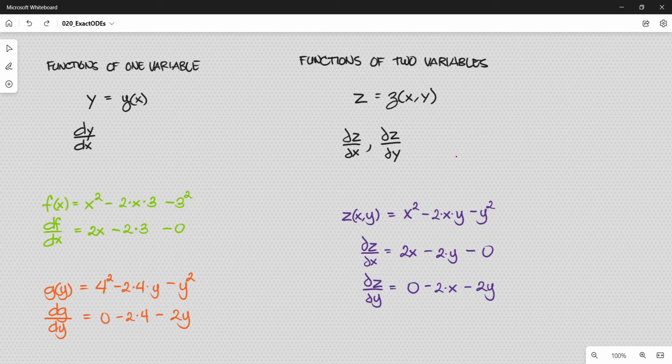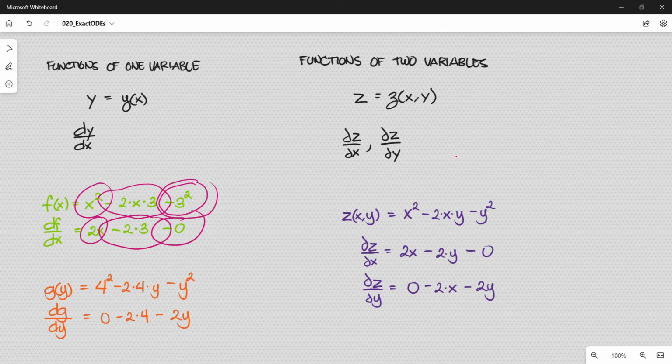Okay, so examples tayo. Ito muna. Function ng isang variable, x. So f of x. Sabihin natin ito yung function. Kunin natin yung derivative niya with respect to x. So dapat familiar na to. Derivative ng x squared is 2x. Derivative ng minus 2 multiplied to x multiplied to 3 is minus 2 multiplied to 3. Tapos, ang derivative nito is 0 kasi constant yan. And ang derivative ng constant is 0.